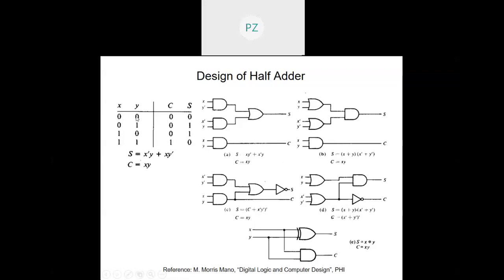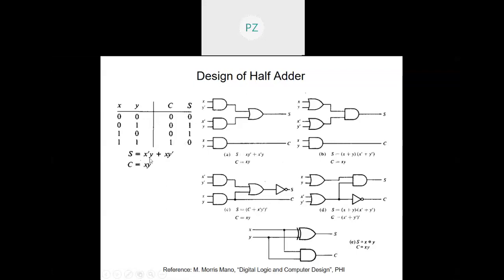So when both of them are 0 0, the sum is 0 and the carry is 0 also. When x is 0 and y is 1, so 0 plus 1 will give me a sum 1 but a carry 0. 1 plus 0 will give me a sum 1 and a carry 0. Whereas when x and y are 1 1, so 1 plus 1 will give me 1 0, right? 1 plus 1 will be 2, which is expressed in binary as 1 0. So I'll get the sum bit as 0 and the carry bit as 1. So this is the truth table for a half adder.